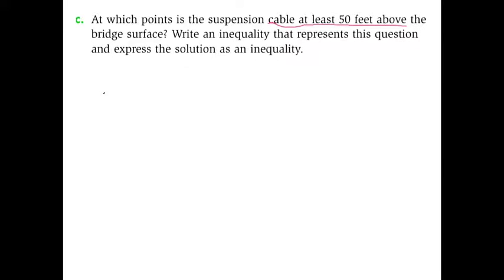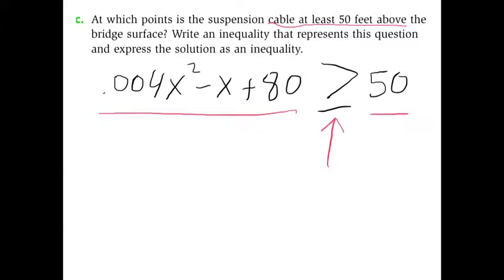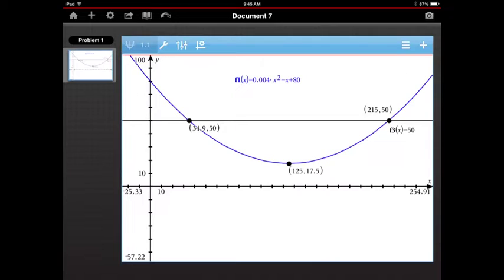So we start out simply by writing our equation, 0.004x squared minus x plus 80. And we want to solve this for where this is greater than or equal to 50 feet. I've drawn that a little bit big so you can see which one it is. So what we're looking at here is the equation, which is the height of the suspension bridge. Where is that greater than or equal to 50? Well, let's, again, use an app on the iPad and see.